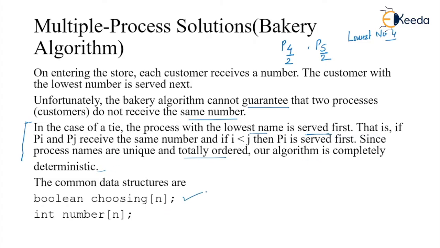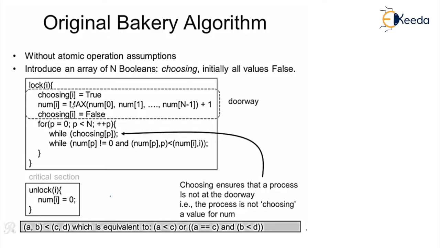The common data structures will be choosing I and num I. This is again still a doorway, and we have introduced an array of n boolean values, choosing, and set all the values to false. While Pi is choosing, choosing I will be set to true. Then num is equal to max of num 0 to num n-1 plus 1, and then choosing I is set to false.